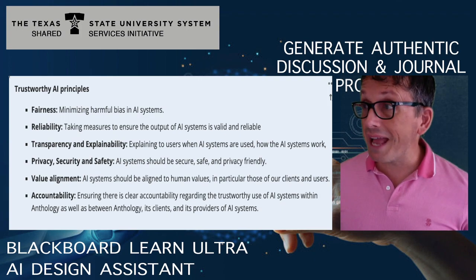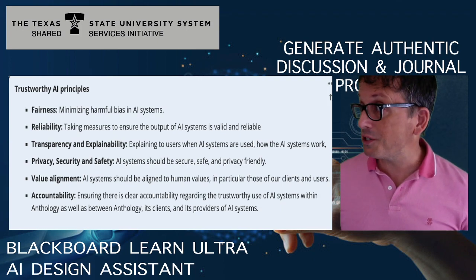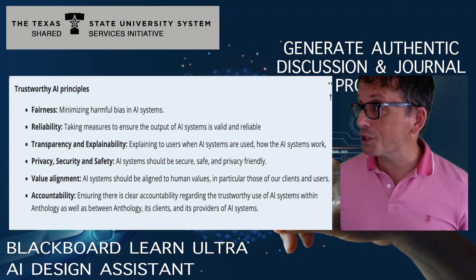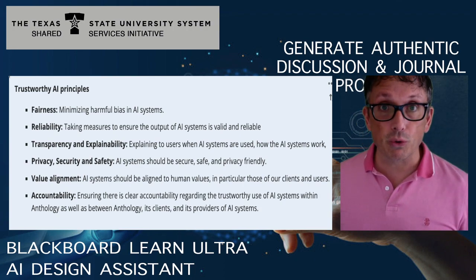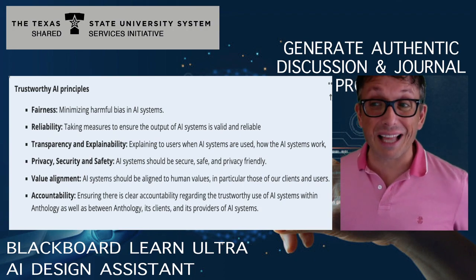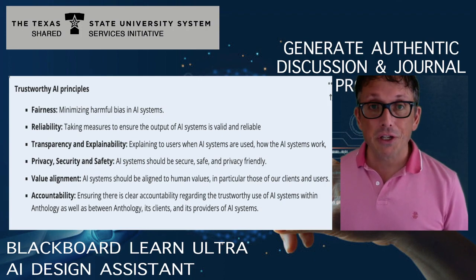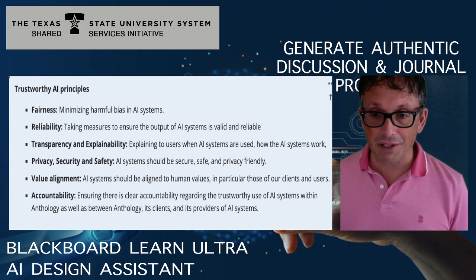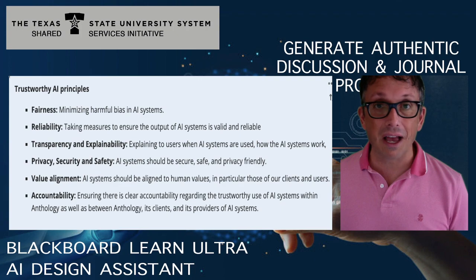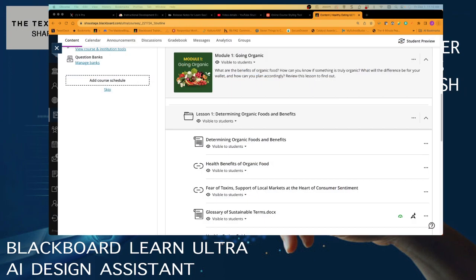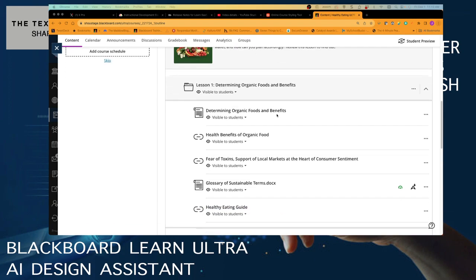So what I want to do now is take you into a course where we can use the tools and you can see them in live action. I hope that sounds okay. So what we're going to do is take a look at a live course. Here we are in a healthy eating course. And in this particular course, we have a lesson 1 under Going Organic called Determining Organic Foods and Benefits.